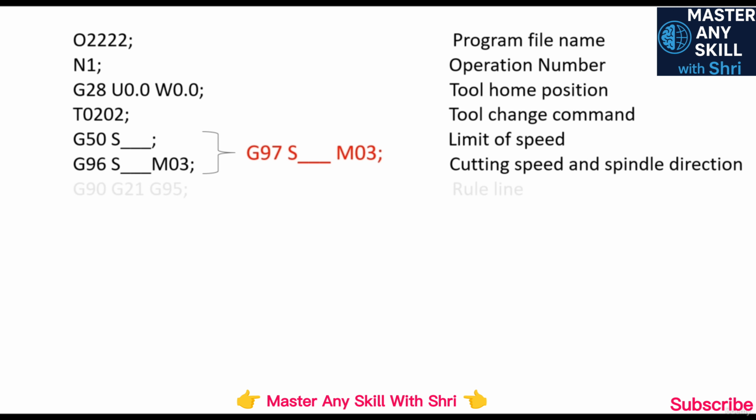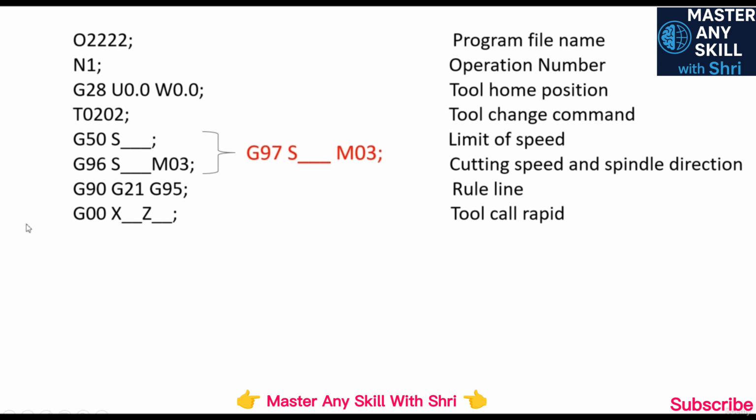After that, we have to give some rules to the CNC machine. The first rule is G90. That means we are telling the machine that we are using absolute mode here. G21 means we are taking all dimensions in mm, and G95 means we are taking feed in mm per revolution. So this is our rule line. This rule line we have to tell to our CNC machine. After that, our main program starts.